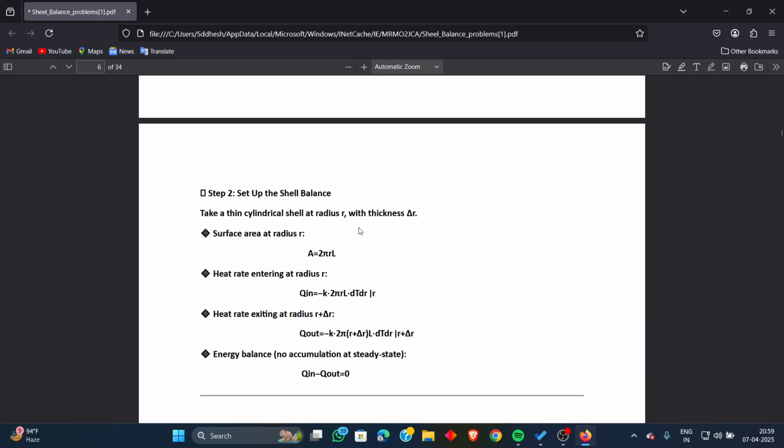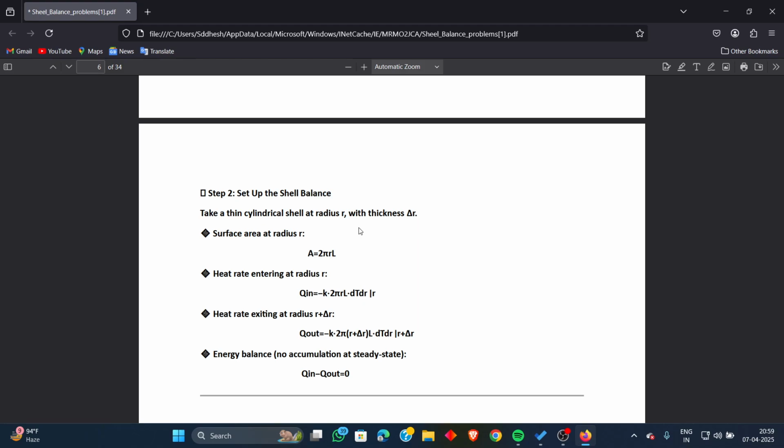Step 2, set up the shell balance. Take a thin cylindrical shell at radius r and thickness delta r. Surface area at radius r is A equal to 2 pi r L. Heat rate entering at radius r is Q in equal to minus K into A into dT by dr at r, so Q in is equal to minus K 2 pi r L into dT by dr at r.